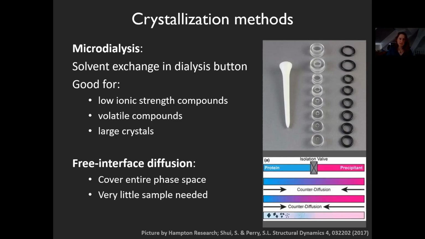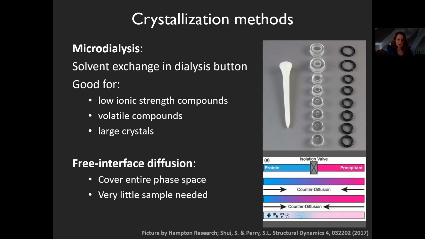The last one is free interface diffusion. In free interface diffusion, I couldn't find a very nice image. You have usually a microfluidics device, and you have the protein and a precipitant. So you've got a protein that would like to crystallize but is stable, and you've got something that will make it precipitate. And you have an isolation valve which you release, and then through the powers of diffusion, the two mix. And where they mix, crystals can form.